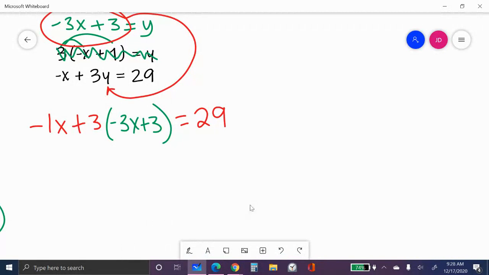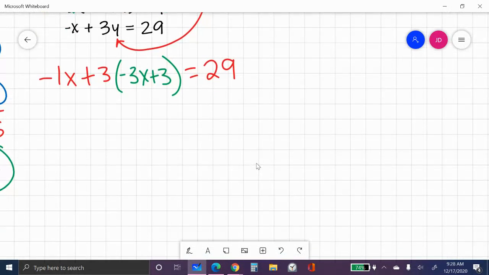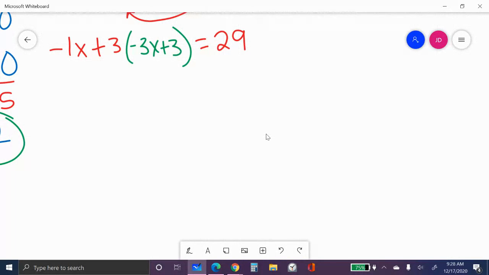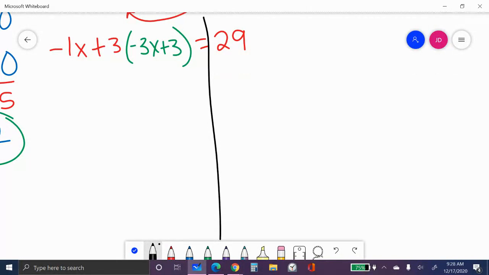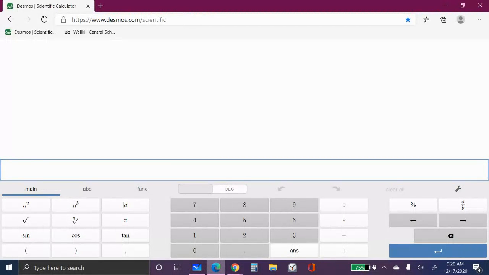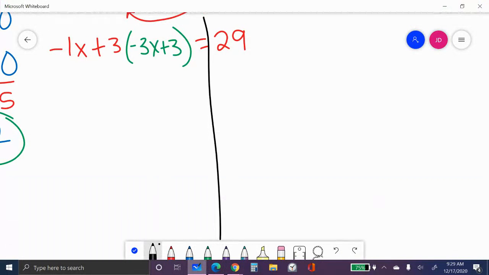Let me give myself some more room here. All right. We got an equal sign. We're going to draw a line down the equal sign. We have another set of parentheses here, so we have to distribute this 3 to both terms. No calculator. All right, so we're going to distribute the 3 here, right? 3 times negative 3 is negative 9x. 3 times 3 is 9. Bring down the negative 1x equals 29.